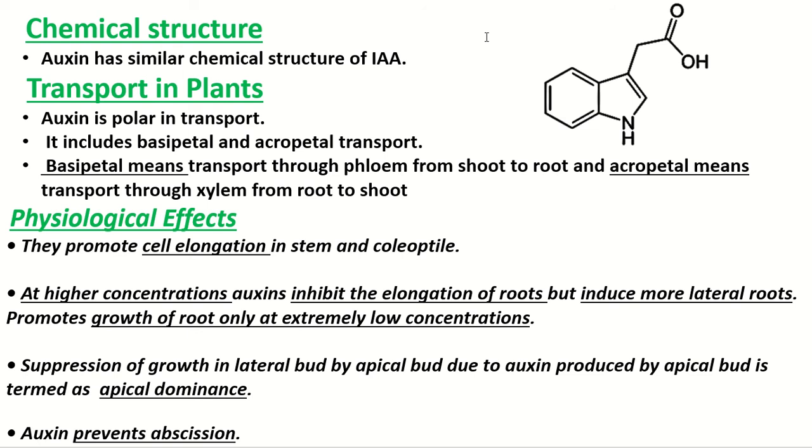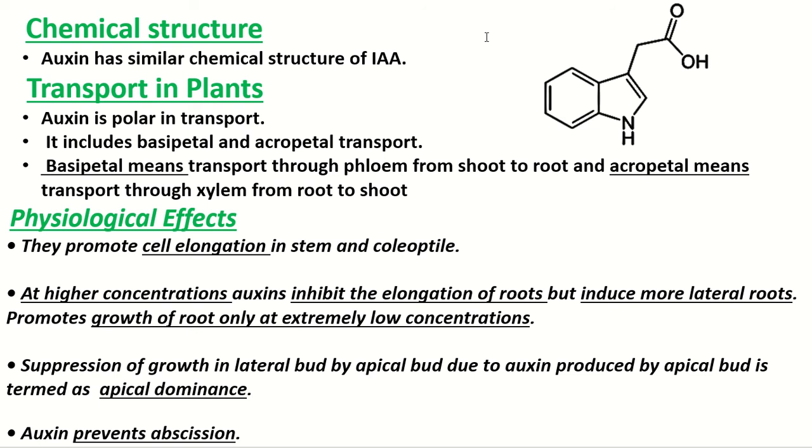Already we discussed the characteristic features of root. In that we discussed that lateral roots are of endogenous origin, which means they are produced from the pericycle. So at higher concentration, the lateral roots originating from the pericycle are produced at a higher rate. At higher concentration, it also promotes the growth of lateral root. At extremely low concentration only, it promotes the growth of root.